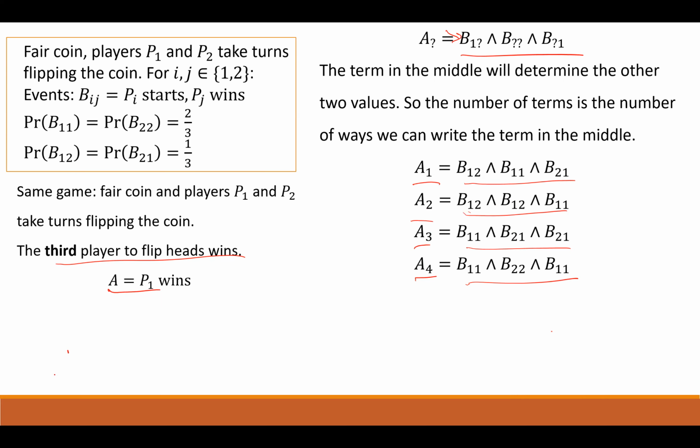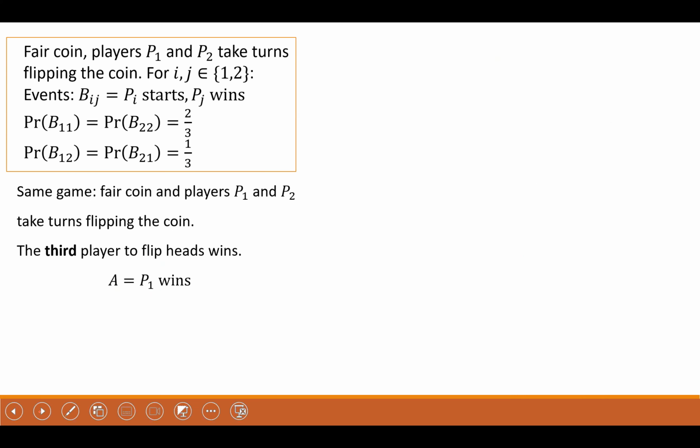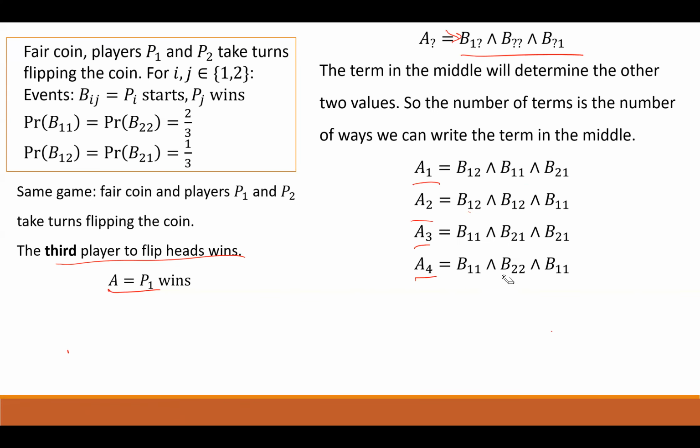And then you can quite easily, again, use the fact that these are independent. So you're going to take the product of these individual probabilities. That's the probability of A1. The product of these individual probabilities is the probability of A2, etc. And then I'm going to use the sum rule to add up all of these individual probabilities and get the probability A that player one wins on the third head that comes up.